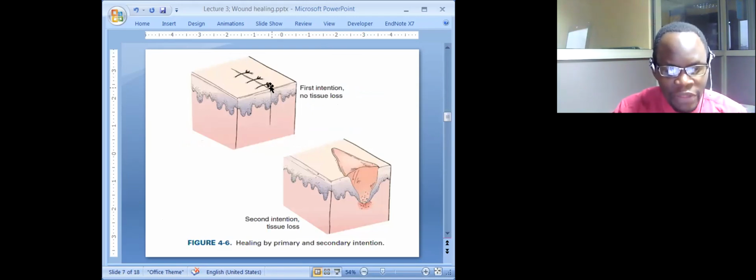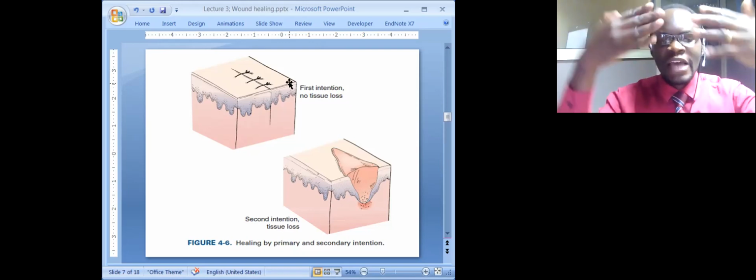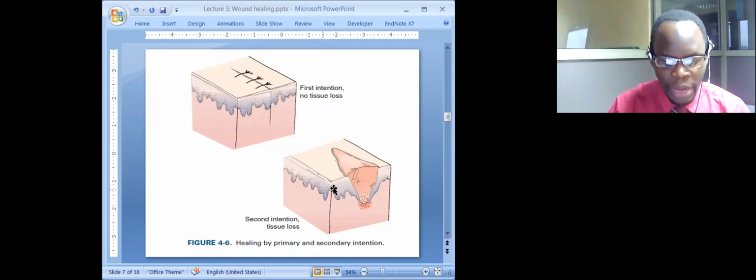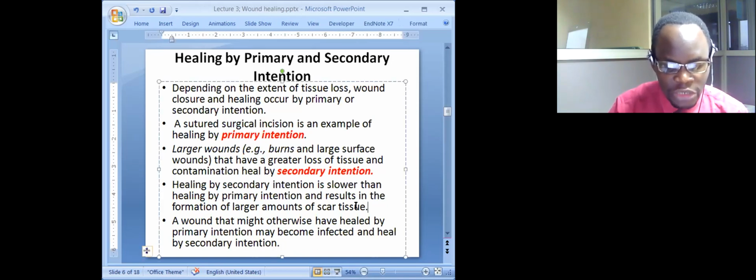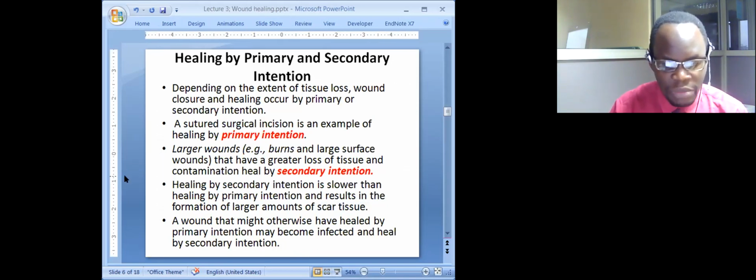You can see the wound that has minimal tissue loss, and the surfaces can easily be opposed to each other and sutured. However, with secondary intention, as you can see here, there is a lot of tissue loss, so it will not be able to heal by primary intention, and it will have scar tissue being formed at that particular place.